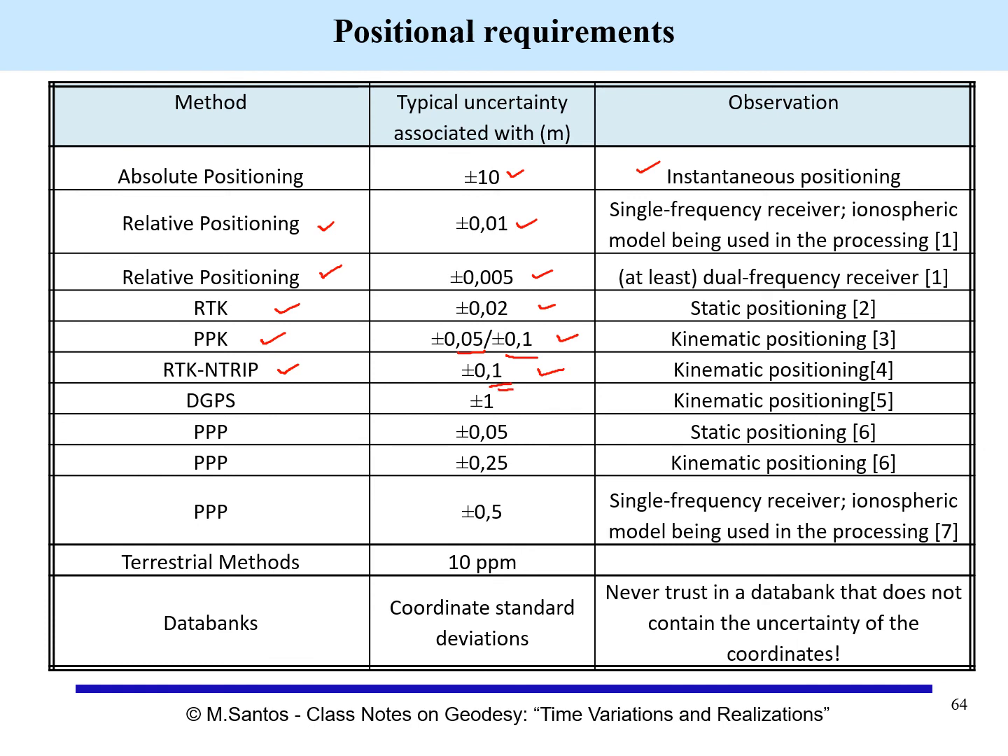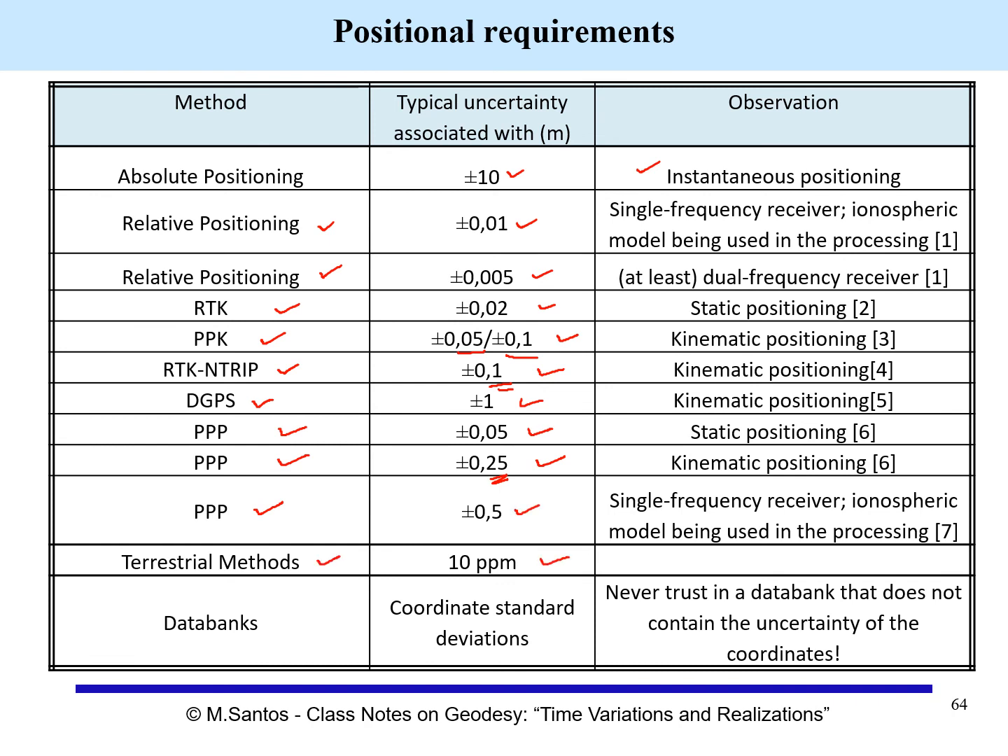RTK here is using radio. RTK here, N-trip means transmission through the internet. There is some latency, and we may expect slightly worse accuracy. DGPS, 1 meter. Precise point positioning for static positioning at the millimeter level. Precise point positioning in kinematic mode, we should be more careful with that. Decimeter level, I think it's reasonable. Precise point positioning using single frequency receiver, ionospheric model being used in processing, half a meter.